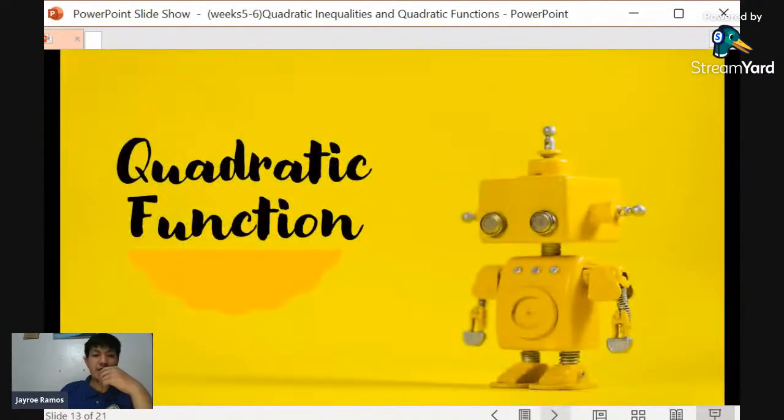Okay, next. So this is our next topic. So we have quadratic function. So kanina, ang ating topic is about quadratic inequality. Ngayon naman, quadratic function. Sir, ano ba yung function? At may bago na namang word dyan na lumabas. Parang ang dami-dami ng term. So don't worry, I will help you in the simplest way for you to understand what is a function. Of course, alam niyo na yung quadratic, di ba? When we say quadratic, yan yung may second degree equation.